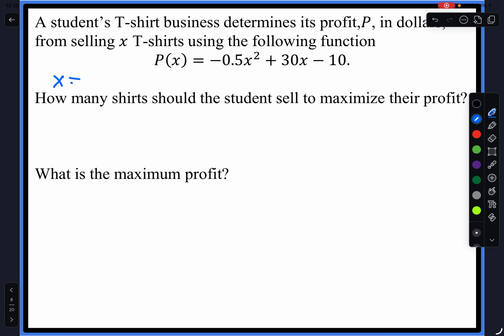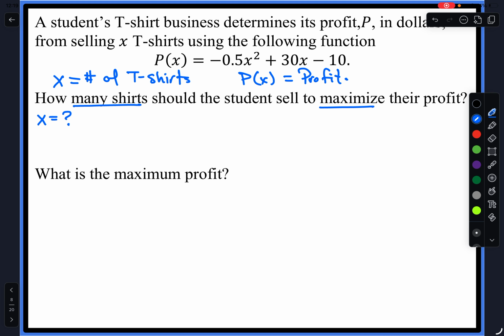So X is the number of t-shirts and P, or P of X, however you want to think about it, is going to be your profit. So for the first part, how many shirts should the student sell in order to maximize the profit? So we're asking for the number of shirts. So what is X going to equal in order to maximize this?